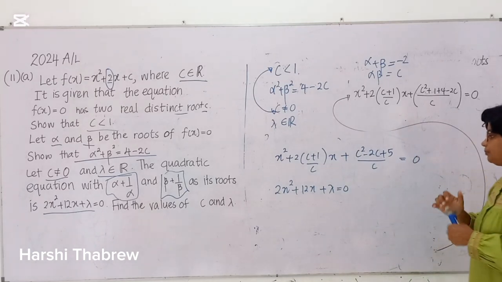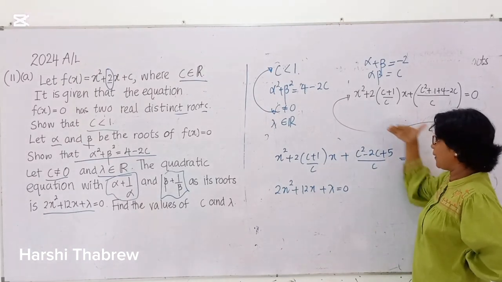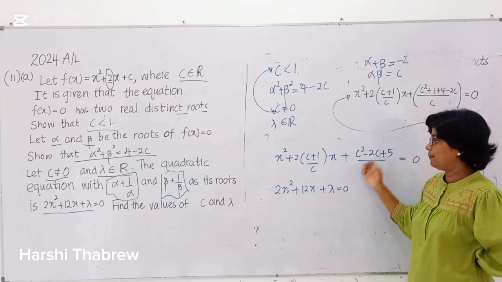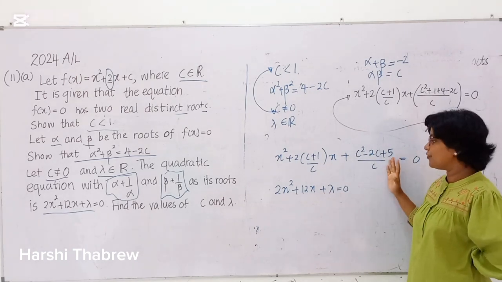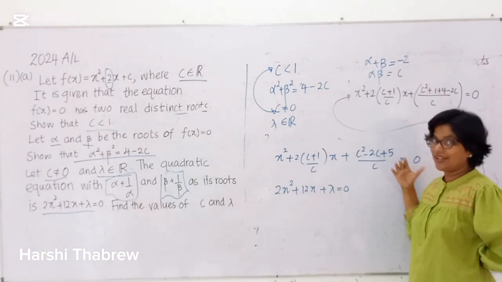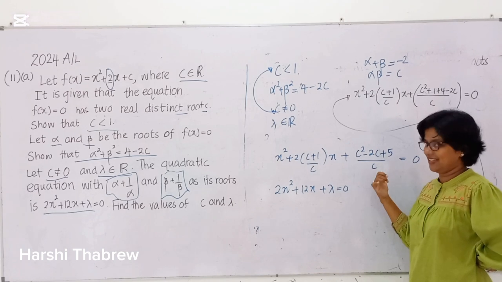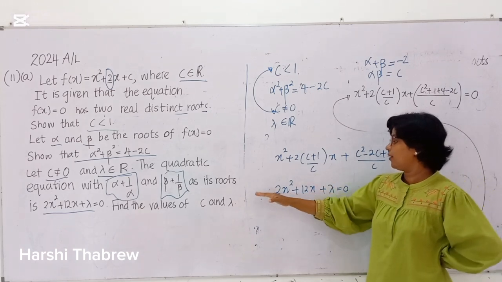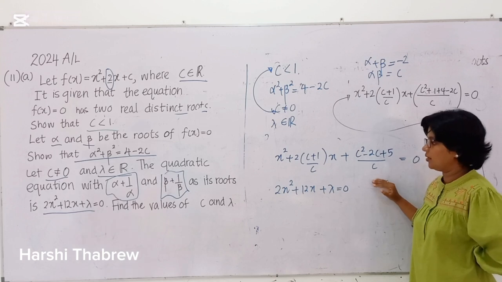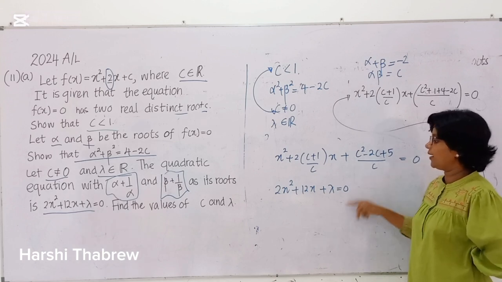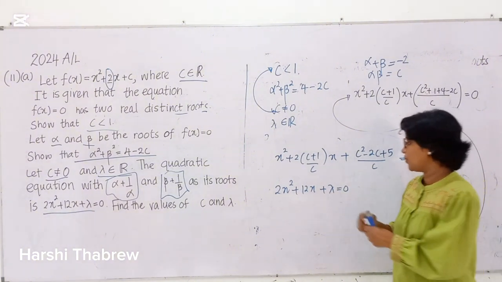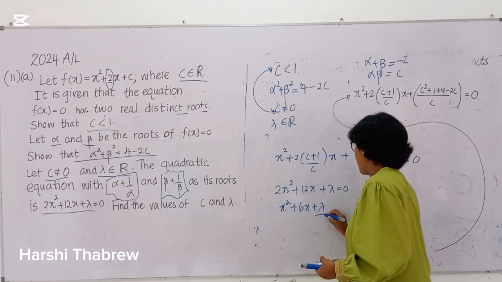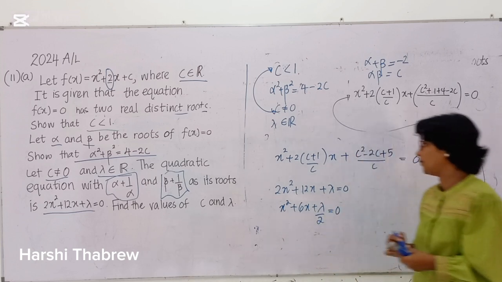Then what should you do? If you multiply the whole equation we found here by c, you will be misled, right? Therefore, you can try it and see. Then I am going to divide the whole given equation by 2 to make this coefficient 1. So it's x squared plus 6x plus lambda over 2 equals 0.